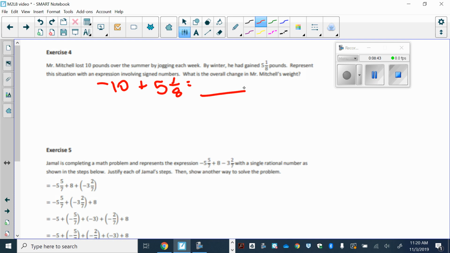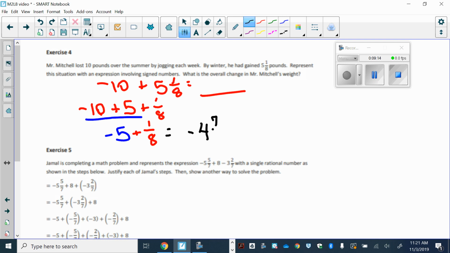So we're going to break apart our mixed number. So -10 plus 5 plus 1/8. Focus on this, which is -5 plus the 1/8. Well, I'm going to think about my number line. I'm going to move to the left 5. Then I'm going to move to the right just a smidge. And I land at -4 7/8 pounds. Well, that's good. Mr. Mitchell is still down by the end of winter.